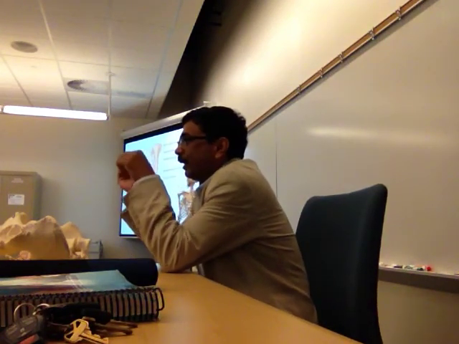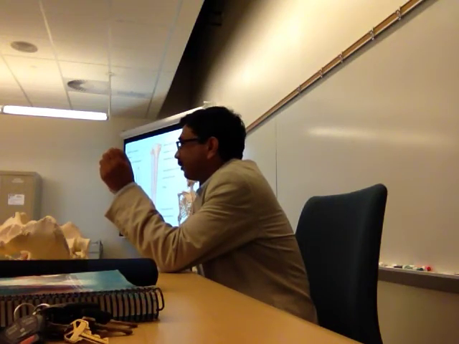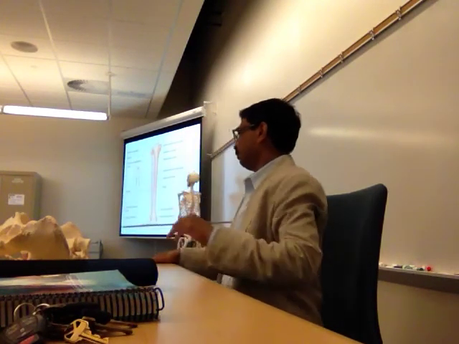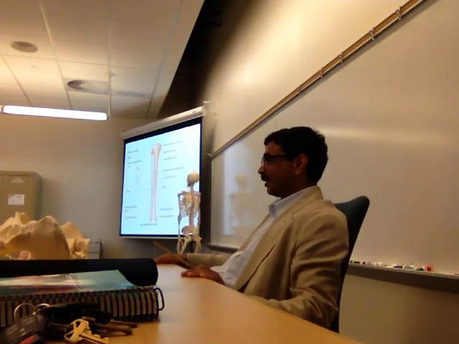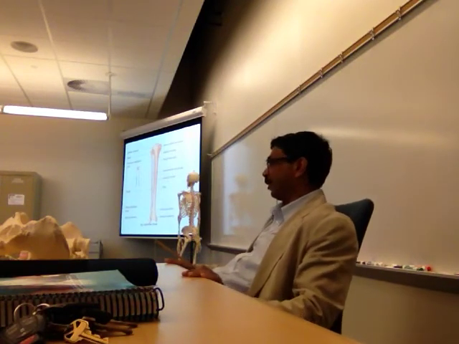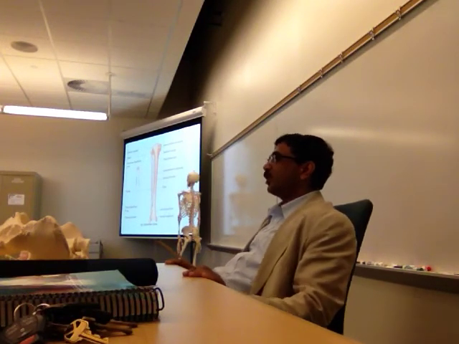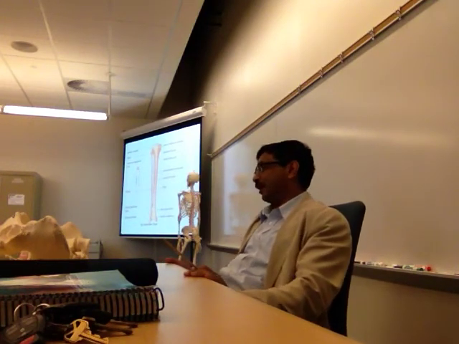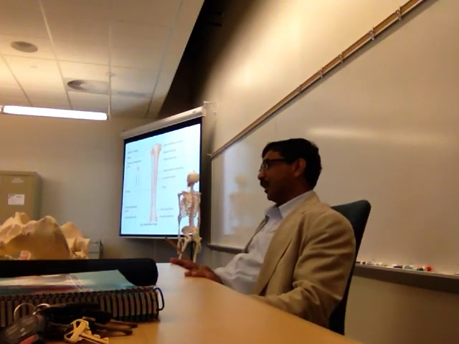Now we'll see the upper end of tibia. The upper end of tibia has two condyles, lateral and medial. And you have seen already that the lower end of femur also has two condyles. So the lower end of femur articulates with the upper end of tibia, because we know that tibia forms the knee joint. And so the two condyles of tibia articulate with the two condyles of femur at the lower end of femur to form the knee joint. Okay?